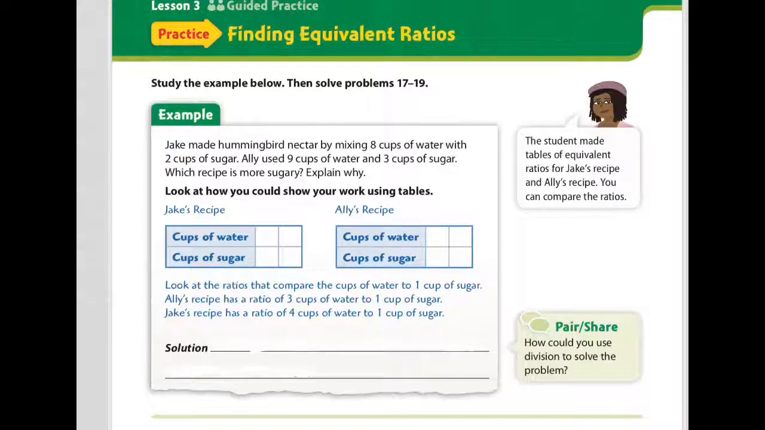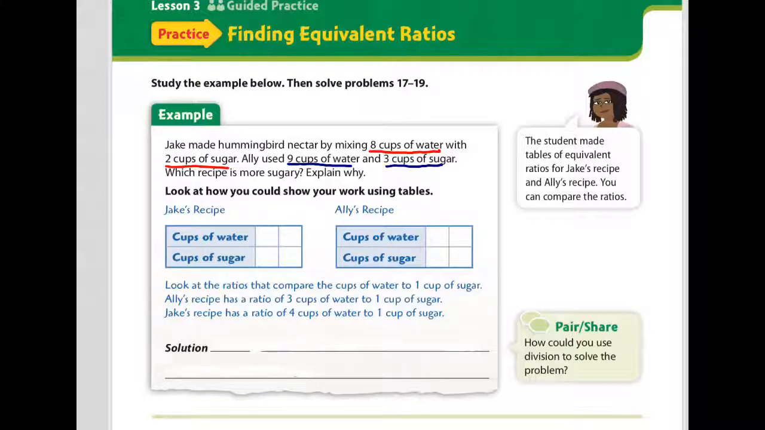It says, Jake made hummingbird nectar by mixing 8 cups of water with 2 cups of sugar. So I'm going to underline 8 cups of water with 2 cups of sugar. Allie used 9 cups of water and 3 cups of sugar. So I'm going to underline what she used in a different color. She used 9 cups of water with 3 cups of sugar. And the question says, which recipe is more sugary?